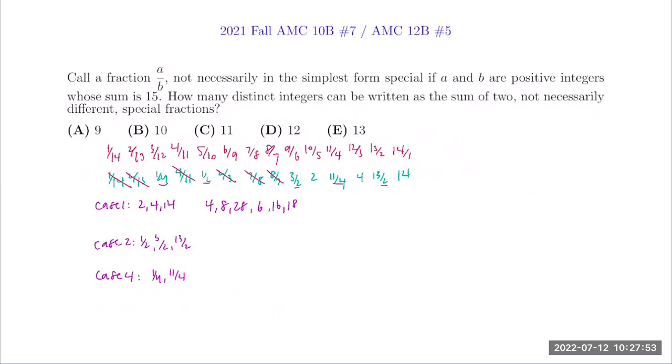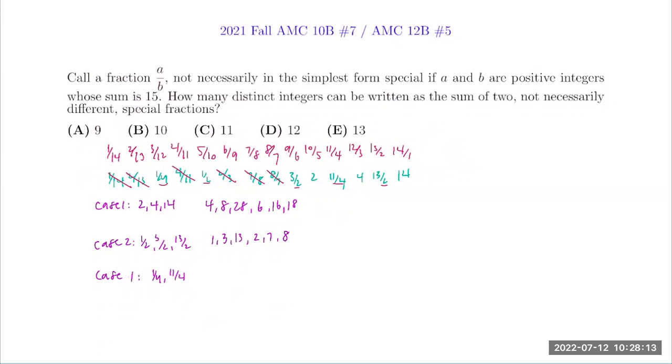Every number can be added to itself, right? So 1/2 plus 1/2 is 1, 3/2 plus 3/2 is 3, and then 13/2 plus 13/2 is 13. 1/2 plus 3/2 is 2. 1/2 plus 13 over 2 gives us 7. And 3/2 plus 13 over 2 gives us 8. Okay, and then ultimately on to our third case.